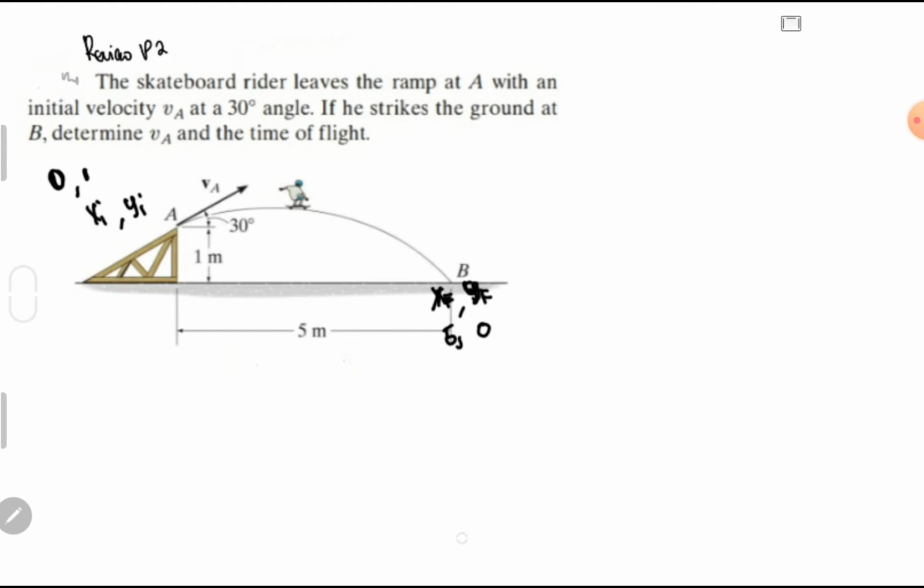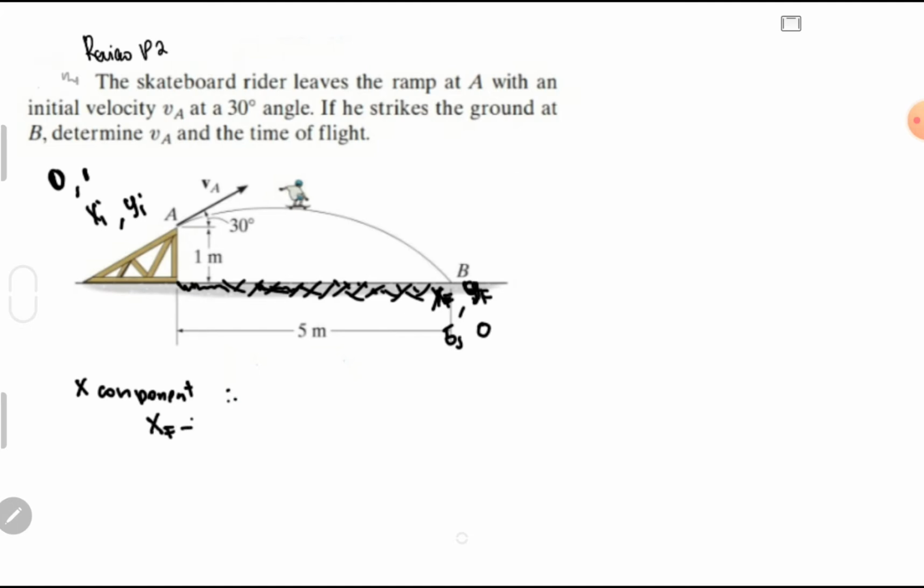Okay, so by determining this as your datum, we may easily solve the problem by simply breaking the motion into its x and y components. Okay, so what is the formula for our x component? Take note that the formula does not change from your motion, but I will go straight to it.